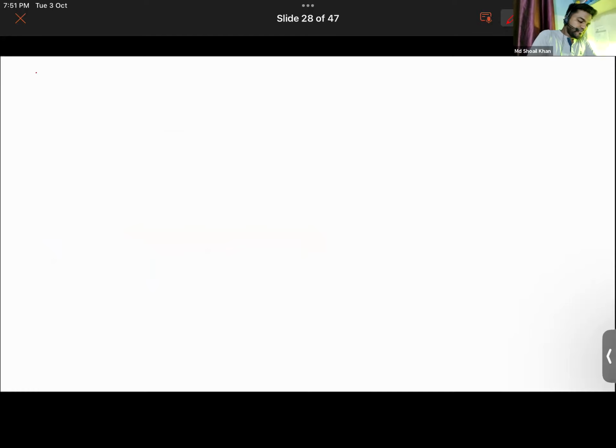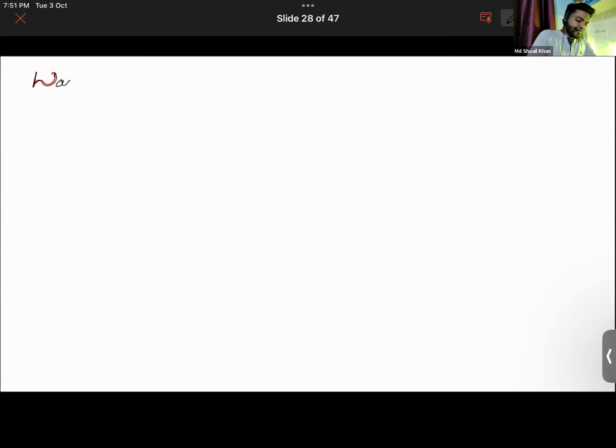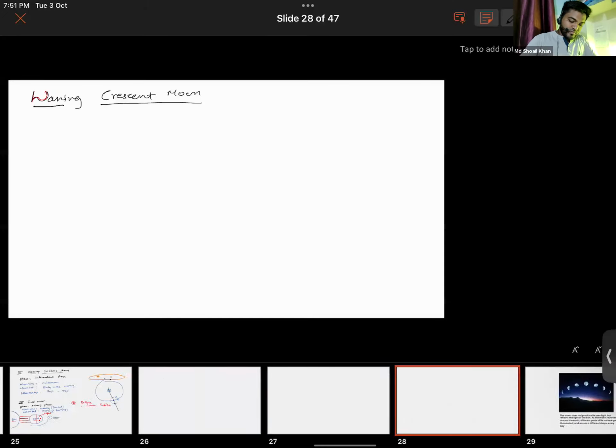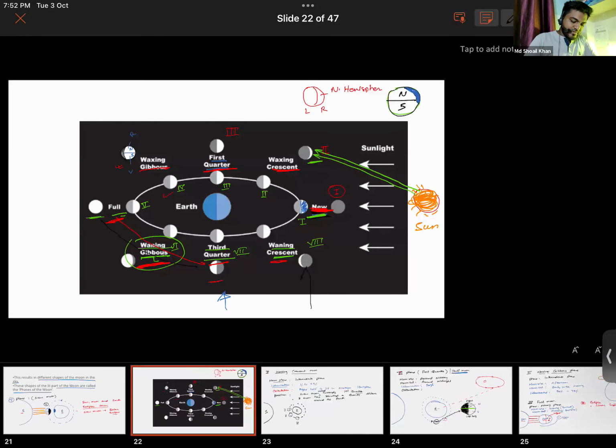So the last phase of the moon is the waning crescent moon. Waning crescent moon, where is it? It is here. This phase we are talking about.